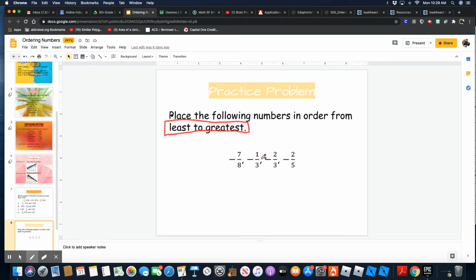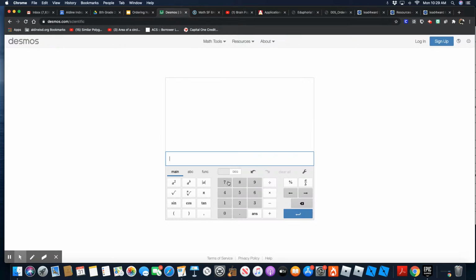Now, a couple things. These numbers, number one, all of them are negative numbers, which tends to confuse us, and they're all fractions. If you remember, step one when we're ordering numbers is always to first convert everything to decimal form. So I've got four fractions I need to convert to decimals. The easiest way is just to divide them. So I've got -7/8.